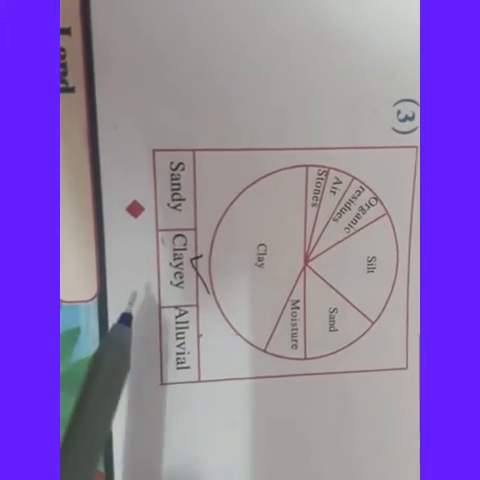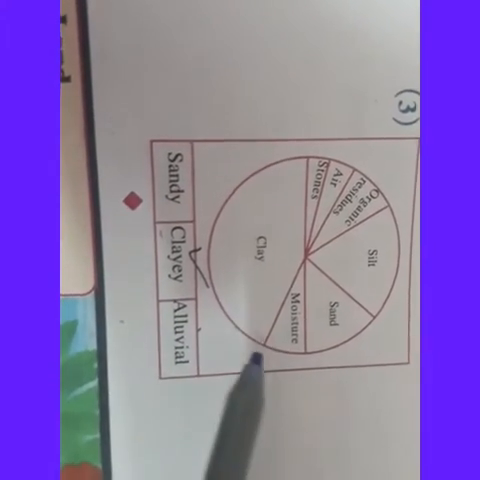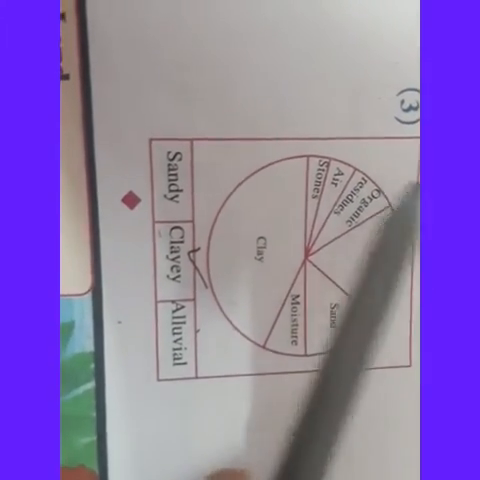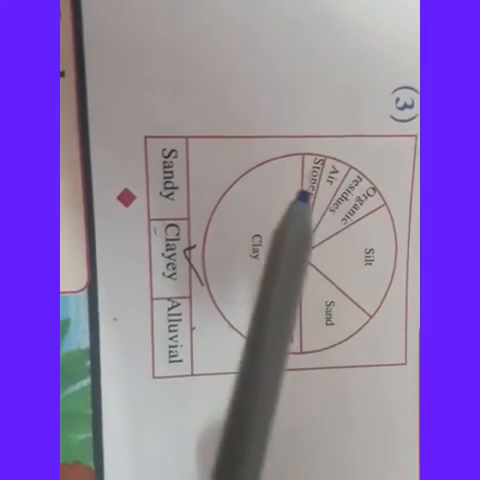So dear children, you all have to fix the colors. जैसे मॉइस्चर है उसके लिए ब्लू कलर करना है, सैंड के लिए लाइट येलो कलर करना है, सिल्ट के लिए डार्क येलो करना है, ऑर्गेनिक में आप ग्रीन कर सकते हैं, एयर में आप ग्रे कर सकते हैं और स्टोन्स में आप कोई भी ब्लैक या ब्लू कुछ भी कर सकते हैं.